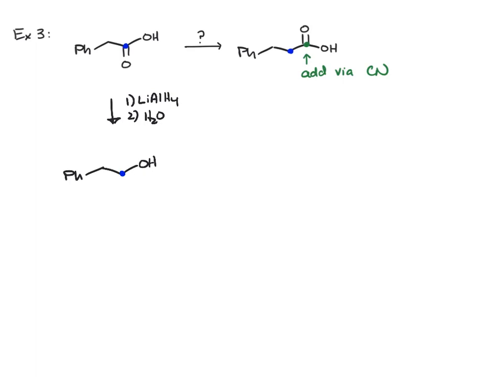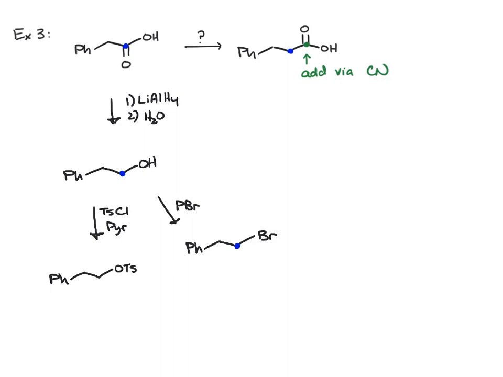From here, you have a couple of choices to make that a good leaving group. You can use tosyl chloride and pyridine, that works just fine. Make it the tosylate, or you could add PBr3 and make it the bromide. Either's perfectly acceptable. Let's just stick with the bromide here.